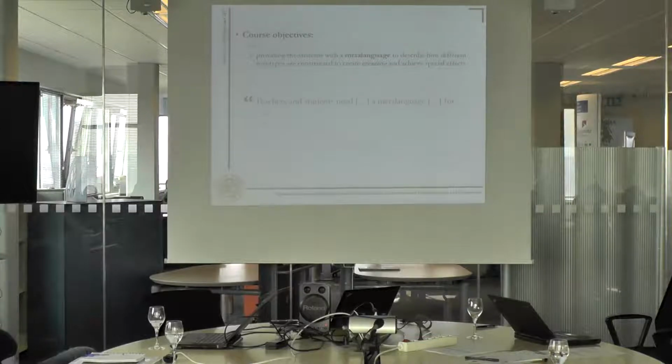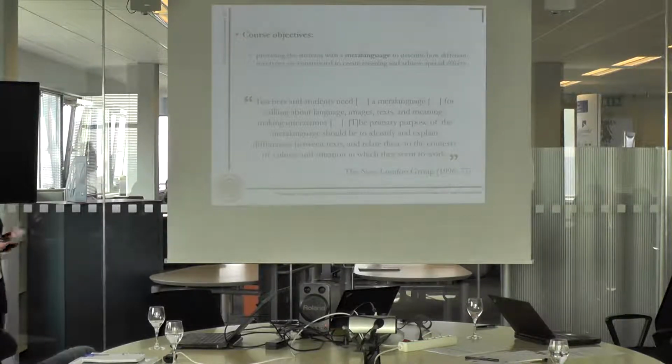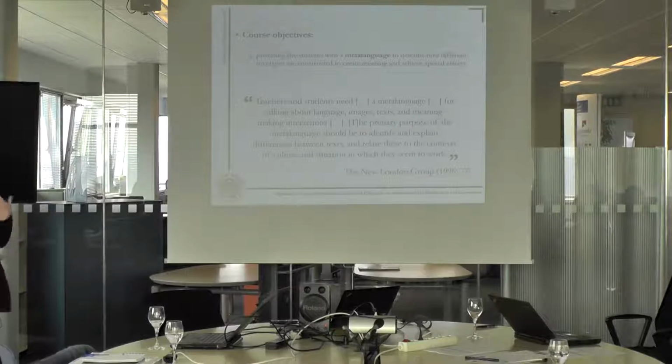And this is in line, again, with the New London Group's manifesto, which says that teachers and students need a meta-language for talking about language, images, text, and meaning-making interactions. The primary purpose of the meta-language should be to identify and explain differences between texts and relate these to the context of culture and situation in which they seem to work. So they need to be able to understand the text they are analyzing, but also to connect it with the context of situation and the context of culture in which the text is produced. And this is not easy. This is not always easy.